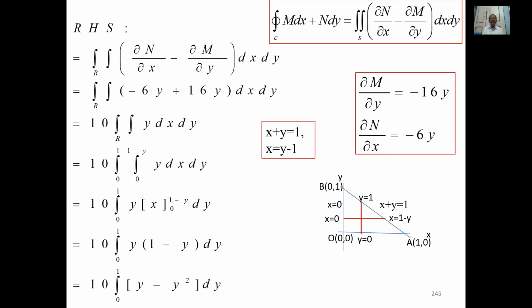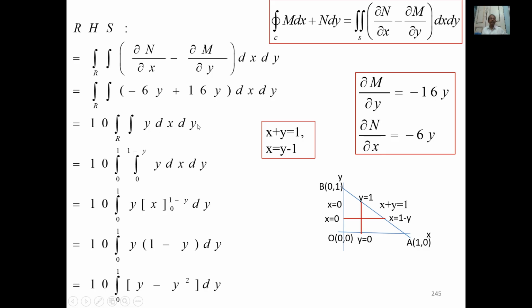Now let us go for the right hand side of Green's theorem. Right hand side is the double integral of (dn by dx minus dm by dy) dx dy. And of course we know m and n. So dm by dy partially will give us minus 16y. Partial dn by dx is equal to minus 6y. So substituting here, minus 6y plus 16y will give us 10y. So I have pulled 10 out, the surface integral of y dx dy.